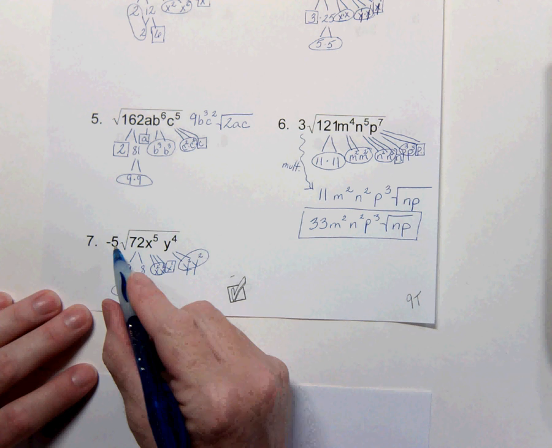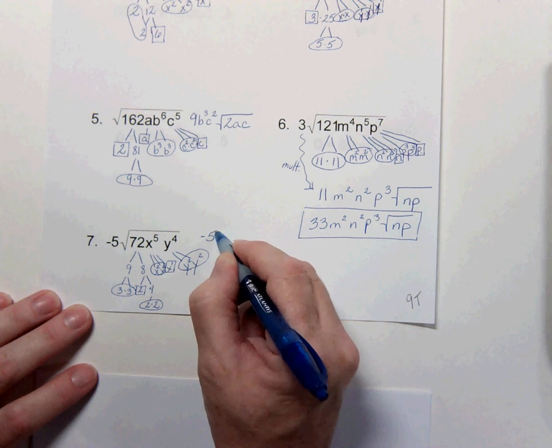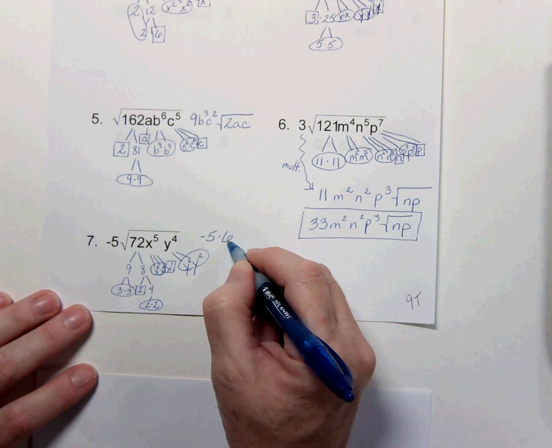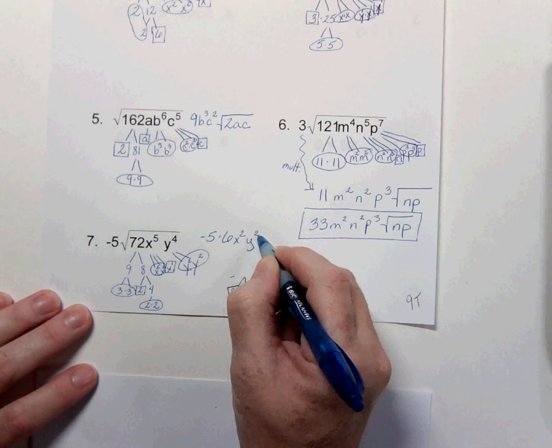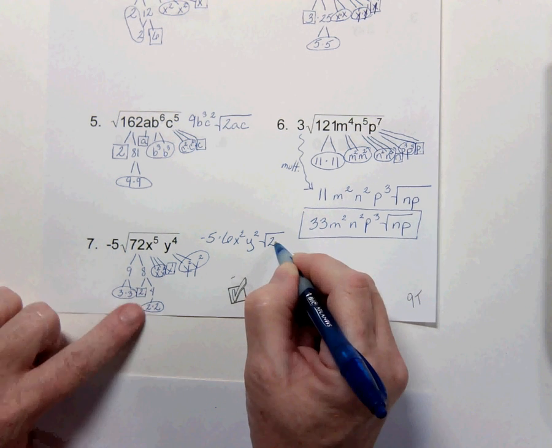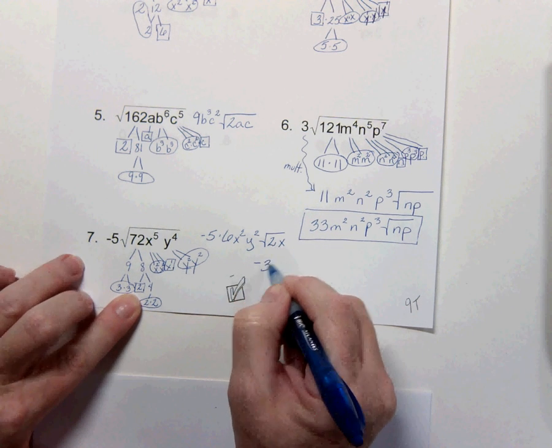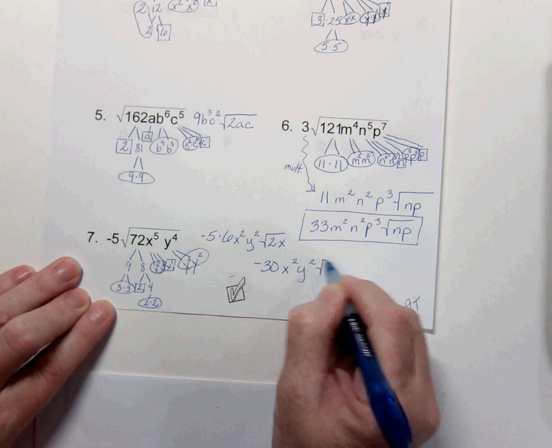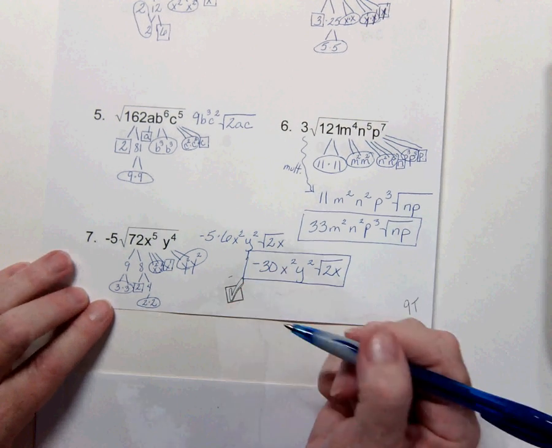You've got to remember, you've got a negative 5 out here, so the negative 5 will be multiplied by a 6, because you've got a pair of 3's and a pair of 2's. And you have a pair of x's, and you have a pair of y's, and what's left over is that 2, don't forget it right here, and an x. So finishing this out gives you a negative 30, and multiply the whole numbers, x to the 2, y to the 2, square root of 2x. And that concludes 7-5.